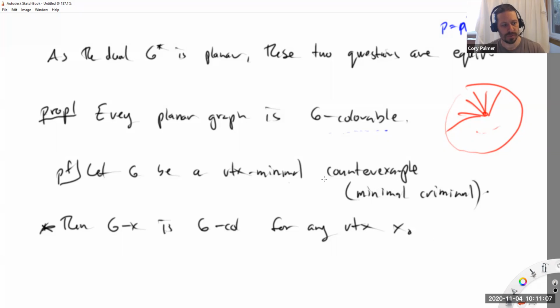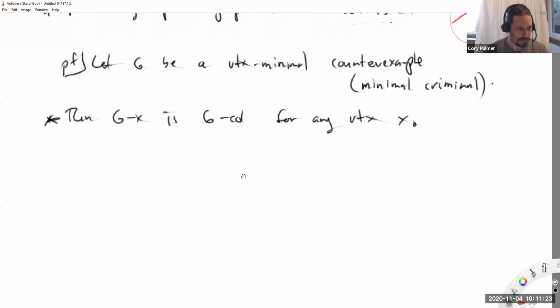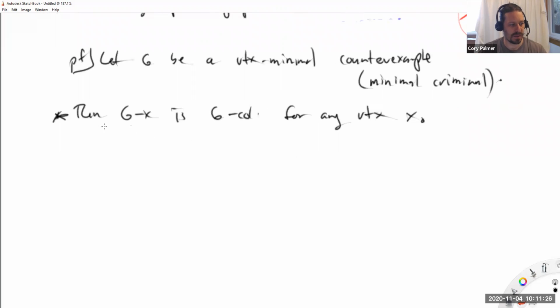As you guys probably know, minimal counterexample arguments, or minimal criminal arguments, are basically inductions in disguise. So what am I using? I'm using that G minus X is 6 colorable, and I'm going to arrive at G being 6 colorable, even though it was a counterexample. I'm actually going to give a 6 coloring. Okay. And so the key to this observation here is I can remove any vertex and get a 6 colorable graph, but let's be smart about it, right?